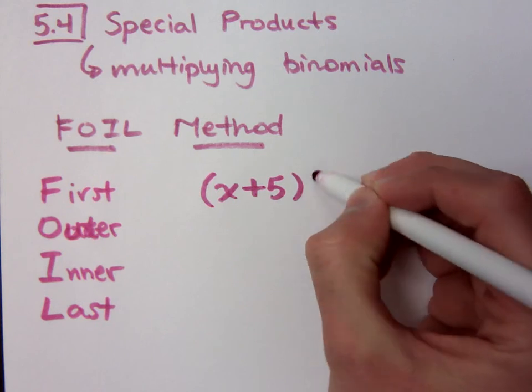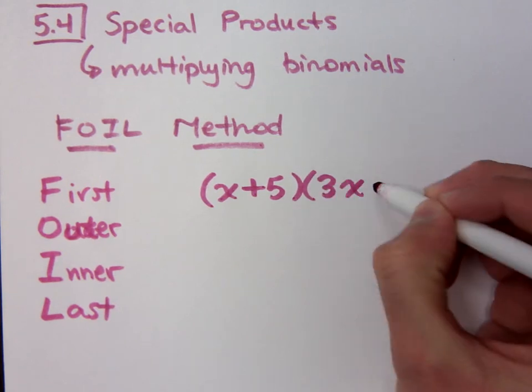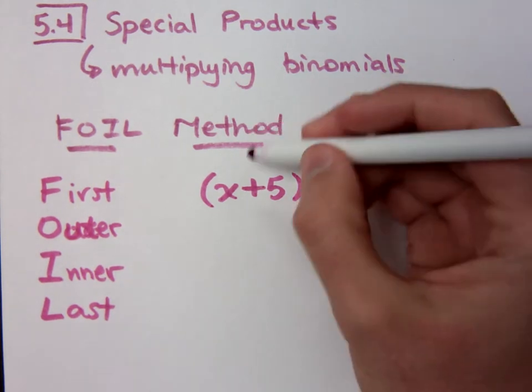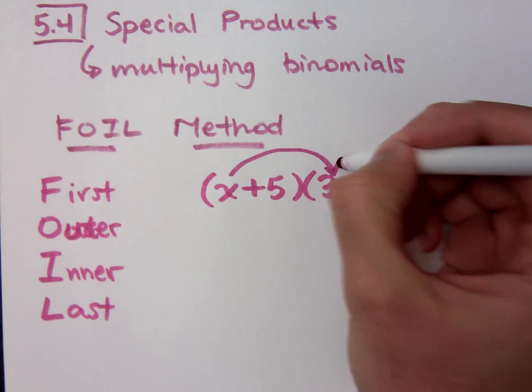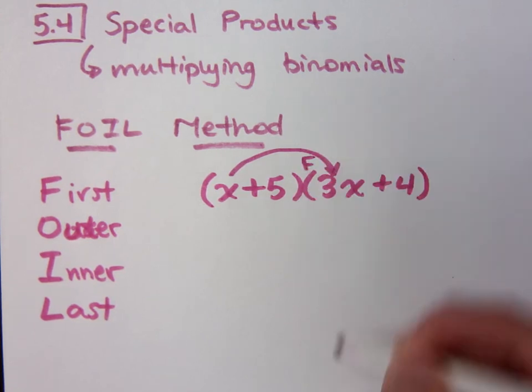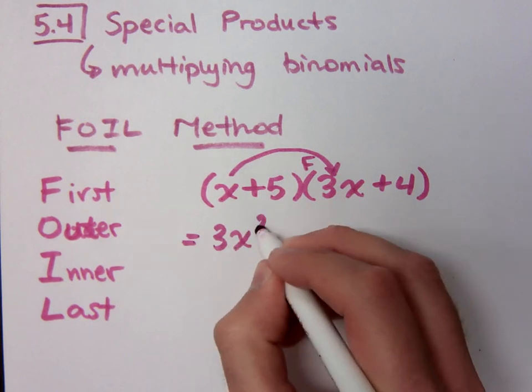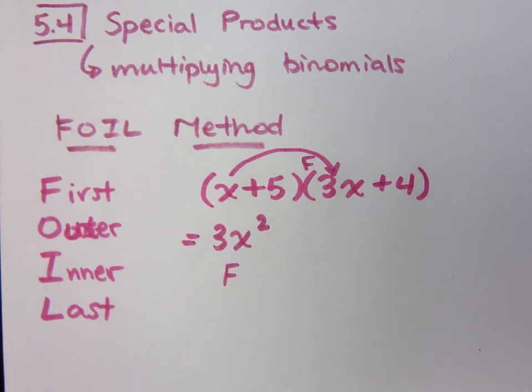So if I have this, x plus 5 times 3x plus 4. When I talk about multiplying the first terms, I'm talking about multiplying the first terms in each of these binomials. So it would be this guy right here. This is your F. So that means you have 3x squared for your first terms.